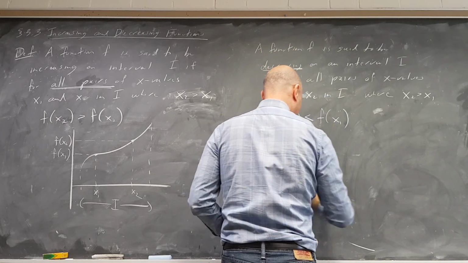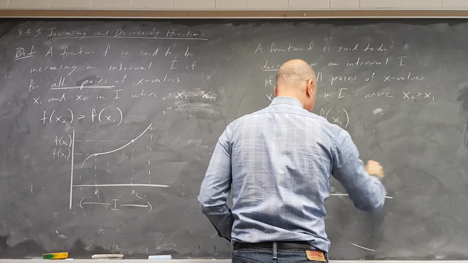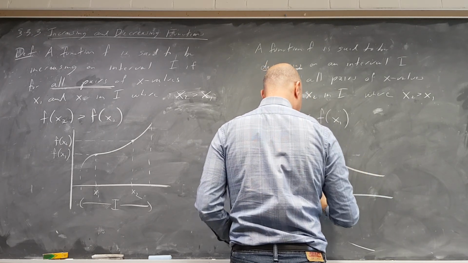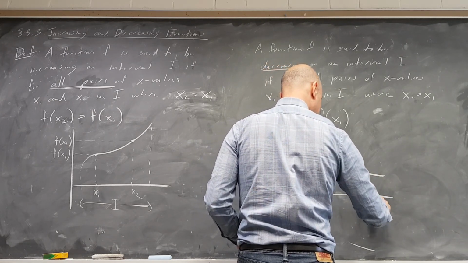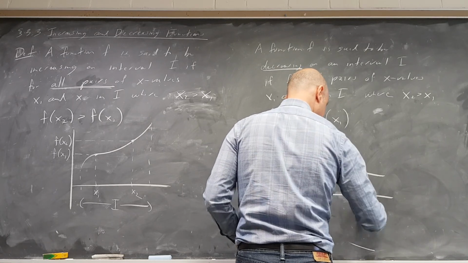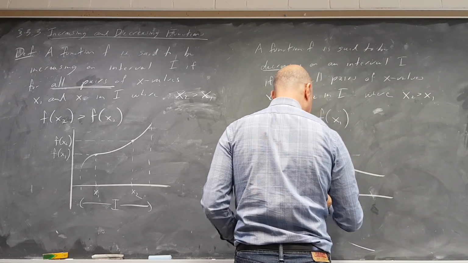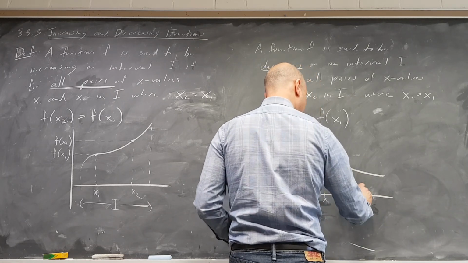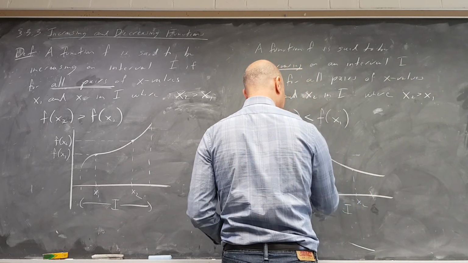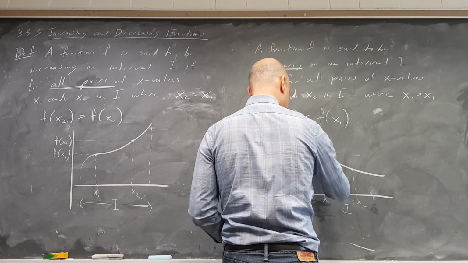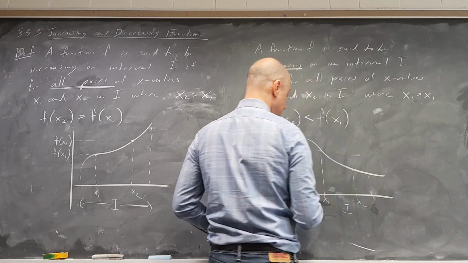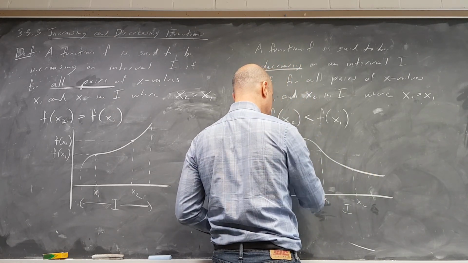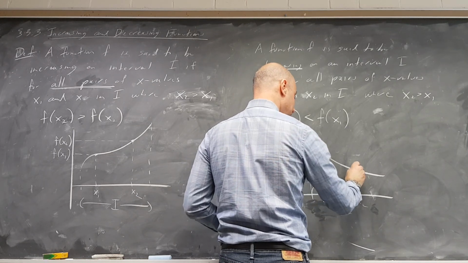And again, if I have a picture, if my interval I goes from here to here, then for any points in I, x1, x2, the point on the right is lower than the point on the left. So here's f of x1, and here's f of x2.